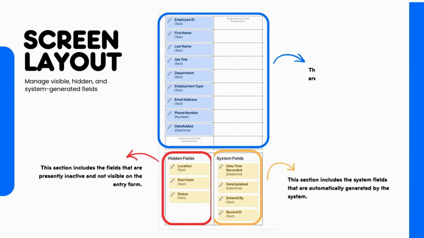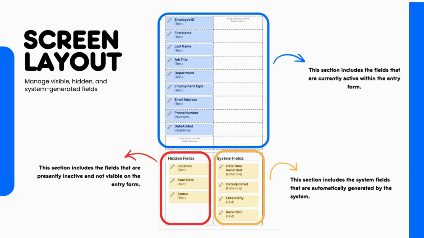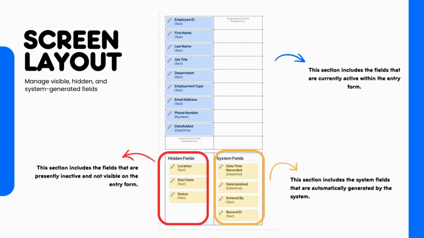Here's the brief explanation for each section. The screen layout allows you to control which fields appear on the data entry form, where active fields are visible to users, hidden fields are not shown on the form, and system fields are automatically generated by the system for tracking purposes.